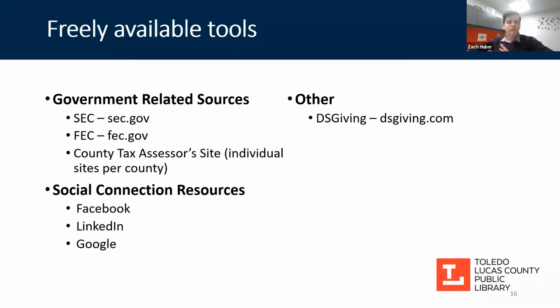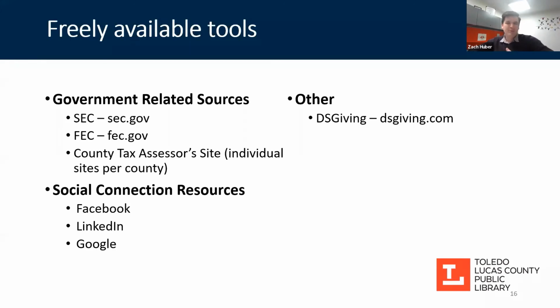The first ones we'll take a look at, and I usually try to take you to the website, but there's so many resources to look at. I'm actually just going to walk you through some screenshots on how to find these pieces of data. It's not important for you to memorize these details. You can always contact me and we can work on this together. But we're going to go over those government-related sources, the SEC, the FEC, and the county tax assessor's site.